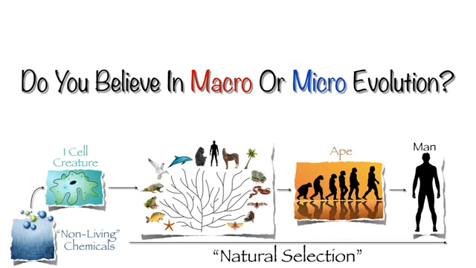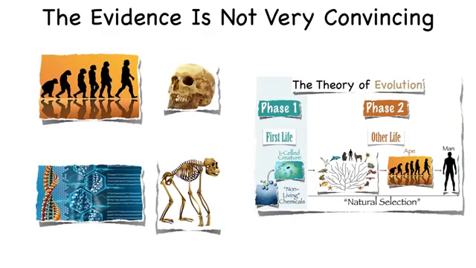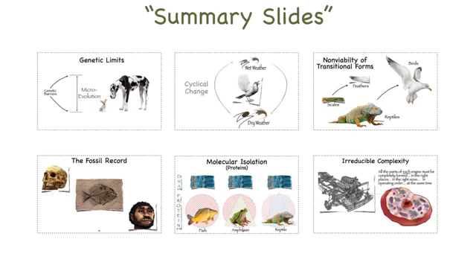Well, as we near the end of this video, let's wrap up our studies on evolution and review a few of the things we've learned. As we've seen in our 2 videos, the evidence for evolution and natural selection is not very convincing. In this video, we've looked at 6 particular weaknesses or flaws of Darwinistic evolution and natural selection: genetic limits, cyclical change, non-viability of transitional forms, the fossil record, molecular isolation, and irreducible complexity.